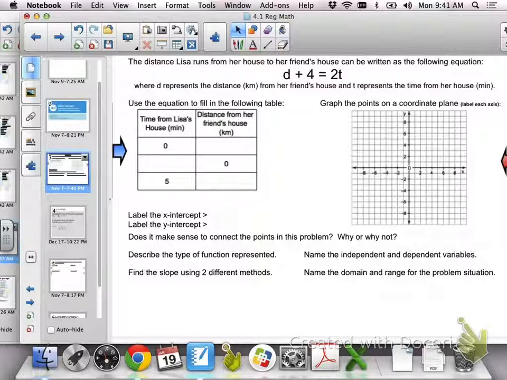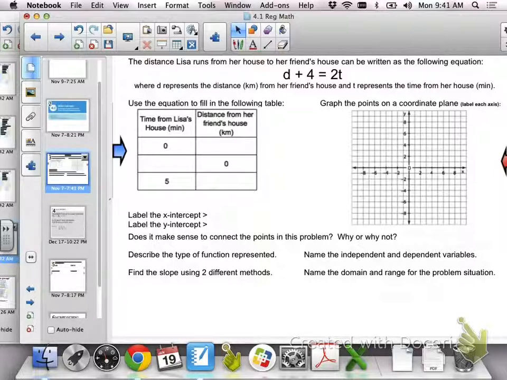Okay, so my graph is half filled in. I've got some zeros, and I have the number 5 here. I'm going to keep reading the equation. It says, the equation is d plus 4 equals 2t, where d represents the distance in kilometers from her friend's house, and t represents the time from her house. Does this 0 represent d, or does this 0 represent t?